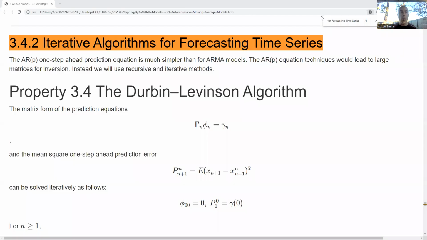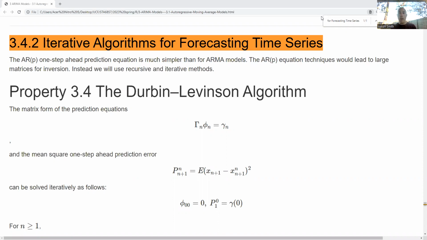Hi, in this video, we want to take a look at using iterative algorithms for forecasting with time series, specifically autoregressive models. All right, so if we look at a previous video, we figured out a lot of the details of the one step ahead predictions for an autoregressive time series model. Now, that's a very simple, mathematically simple way to do forecasting.